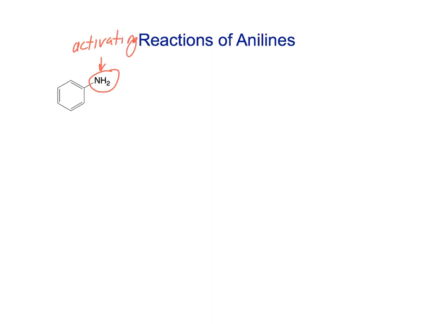Right? Because the non-bonding electrons on the nitrogen can be donated through resonance into the ring. As we increase the electron density in the ring, that makes the benzene ring a stronger nucleophile. Okay? And what about directing? What kind of directing does it do? Ortho-para-directing, like all of the other activating groups.